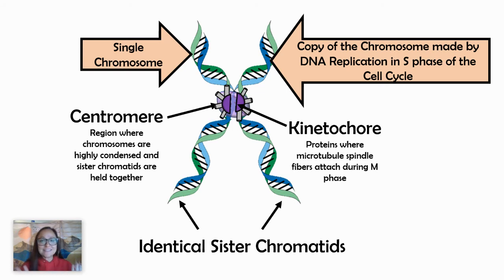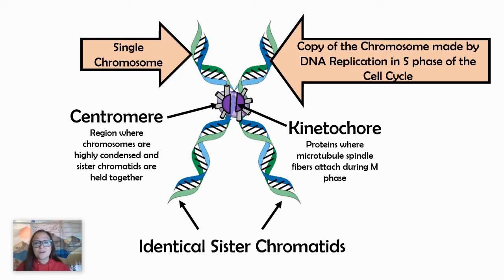So again, let's summarize this slide. So here we have a single chromosome that gets replicated during S phase to make an identical copy. Here, this is still considered a single chromosome, but now it has twice as much DNA. So here, this is a duplicated chromosome. These are exact copies of each other. We call them sister chromatids. The sister chromatids are exact replicas, unless mutations happened, and they're held together at a region called the centromere. And in the centromere, we find the kinetochore.